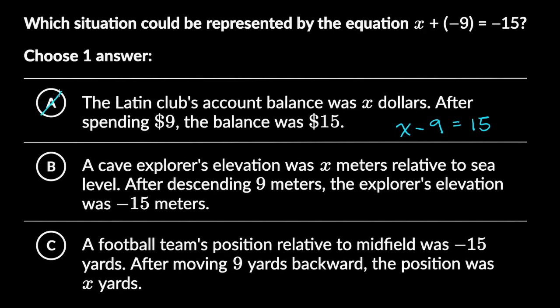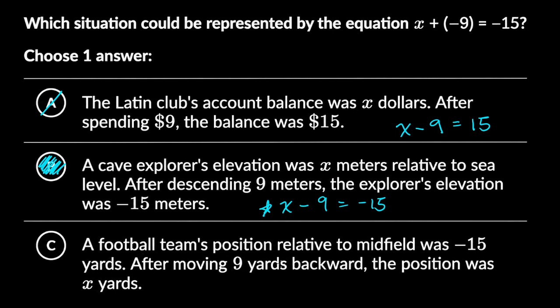So I don't like this choice. Choice B, a cave explorer's elevation was x meters relative to sea level. After descending 9 meters, so they're going down 9 meters, the explorer's elevation was negative 15 meters. Well, what I just did right over here looks an awful lot like that. The only difference is instead of saying plus negative 9, here I just say minus 9. So I like this choice, but let's look at choice C just to make sure.